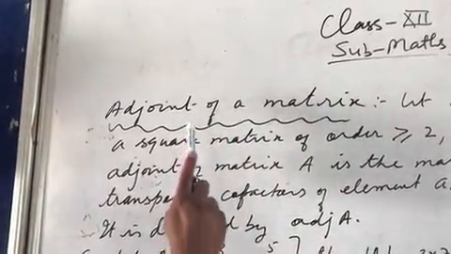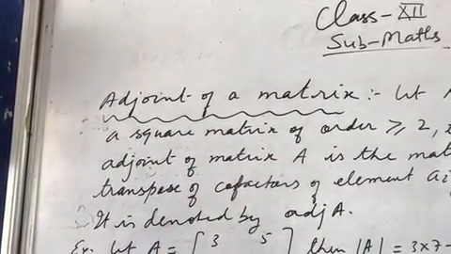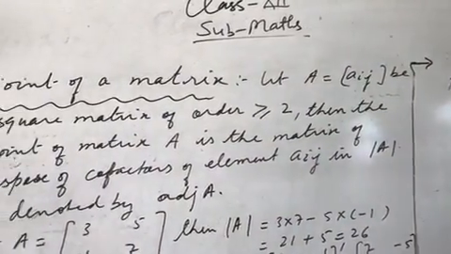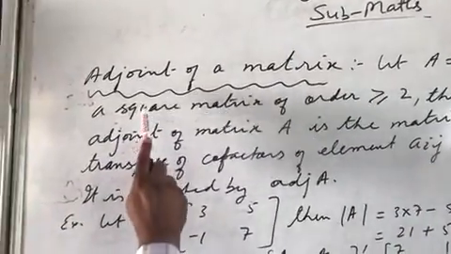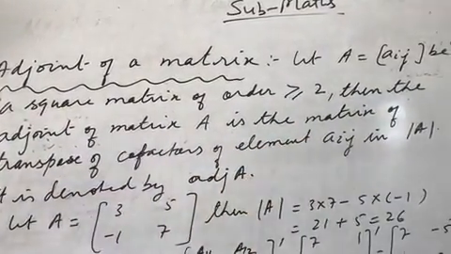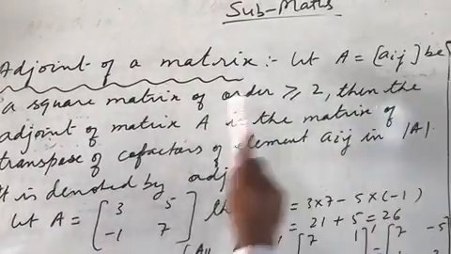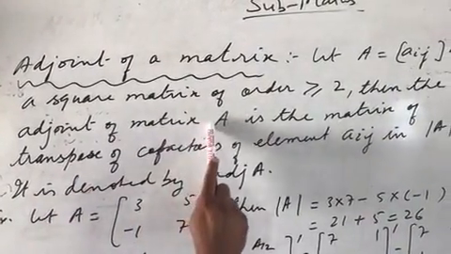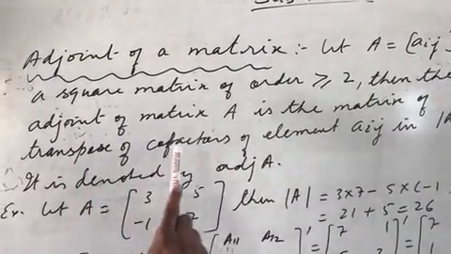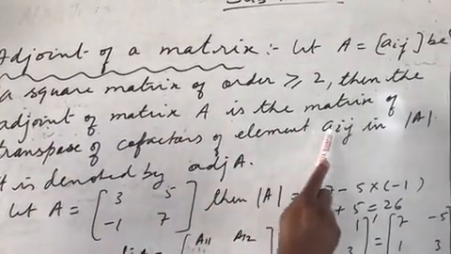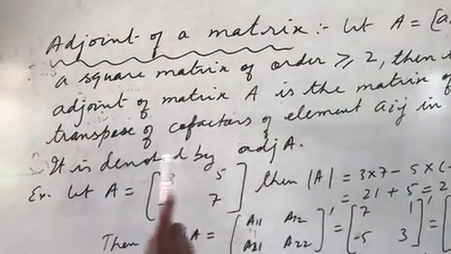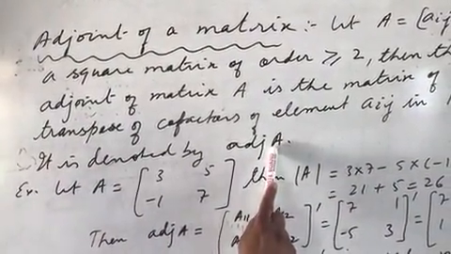Start adjoint of a matrix. Let A = [aij] of order n cross n be a square matrix of order greater than or equal to 2. Then the adjoint of matrix A is the matrix of transpose of the cofactors of the elements aij in determinant A. This is denoted by adjoint of A.